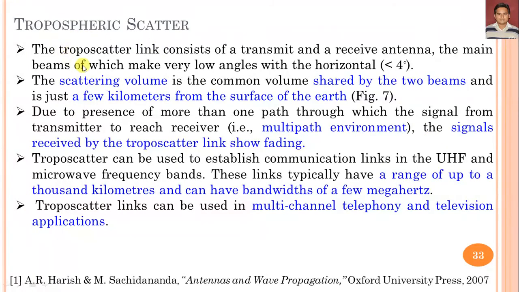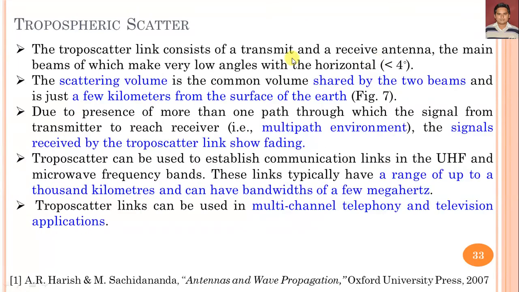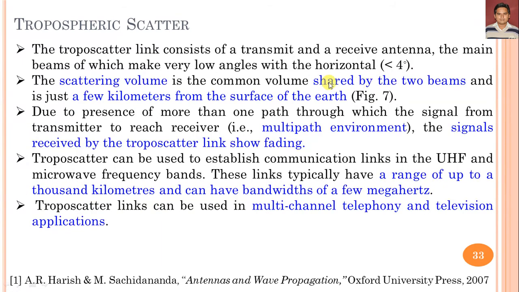So we can say that the tropospheric link consists of a transmitter, the main beam of which can view angles with the horizontal of less than 4 degrees. Scattering volume is a common volume shared by the two beams. Here you can see this is the first beam and this is the second beam. By using these two beams, the common shared volume is called the scattering volume, and it is just a few kilometers above the surface of the earth.